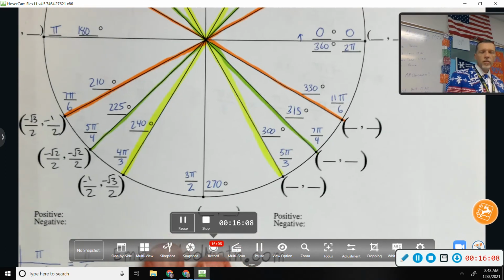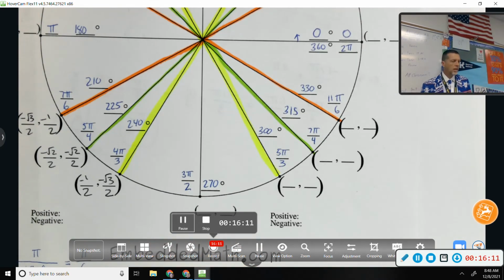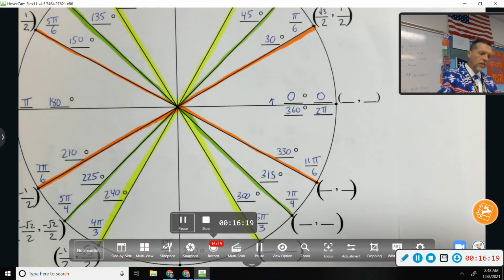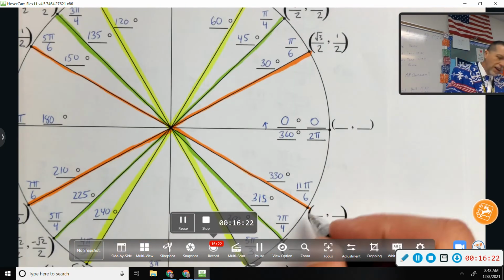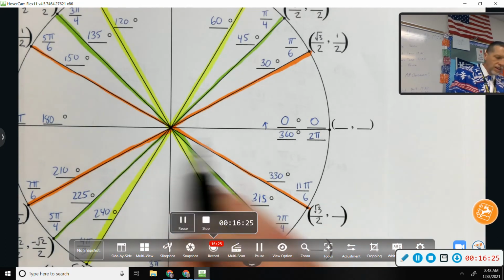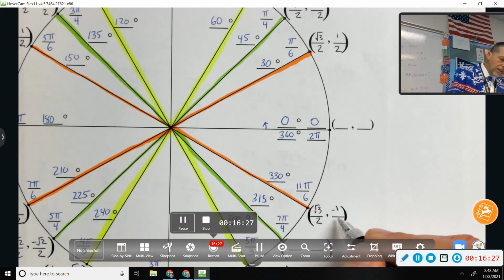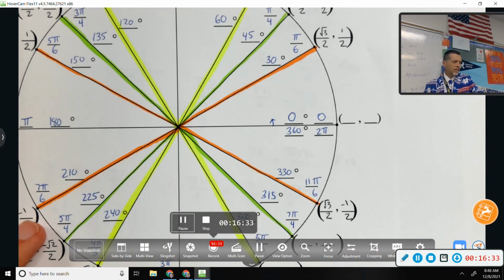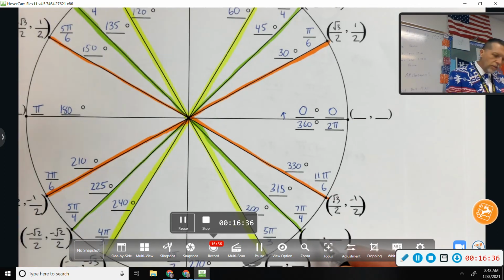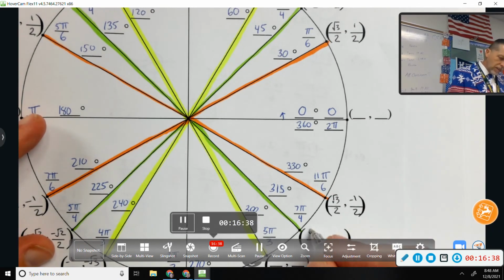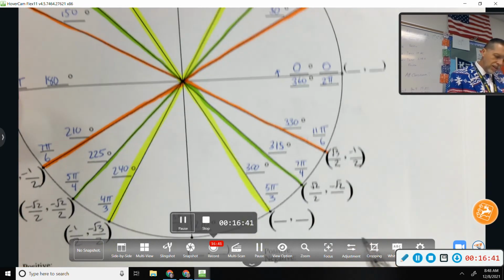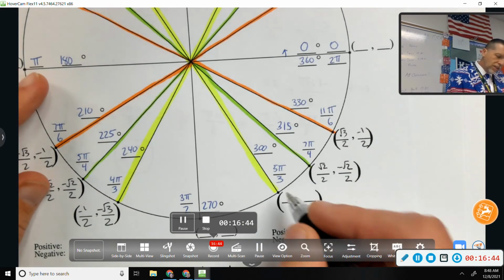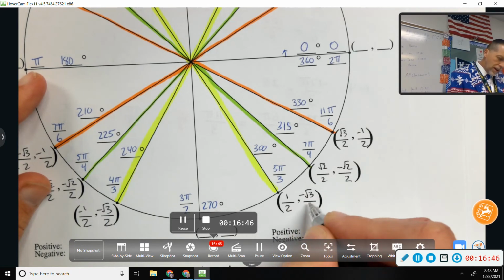In the fourth quadrant, who's positive and who's negative? X is positive, Y is negative. So for the over 6 spot, the X will be positive because we're going to the right, but the Y will be negative. So root 3 over 2, comma negative 1/2. At the over 4 spot, X is positive, Y is negative. At the over 3 spot, X is positive, Y is negative.